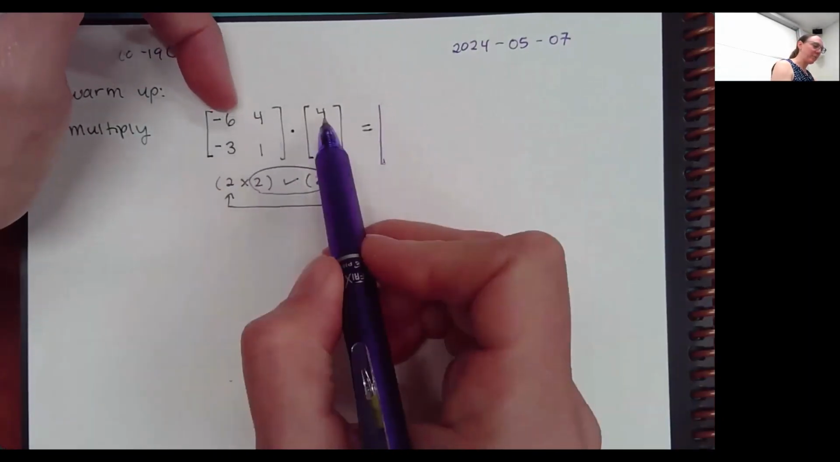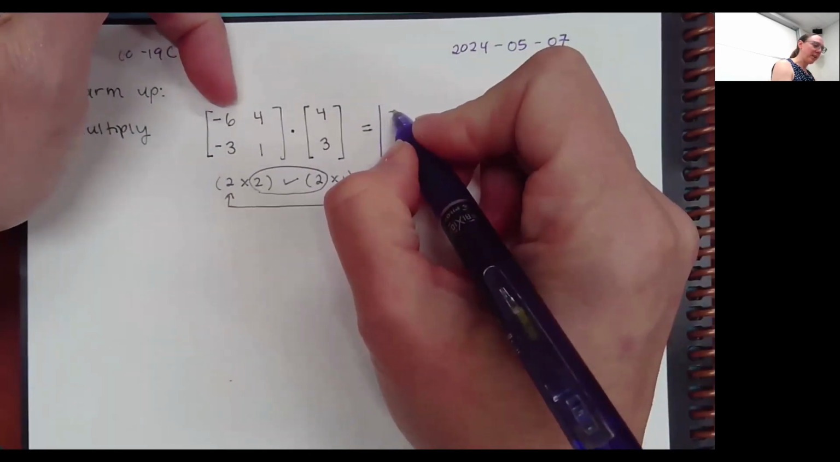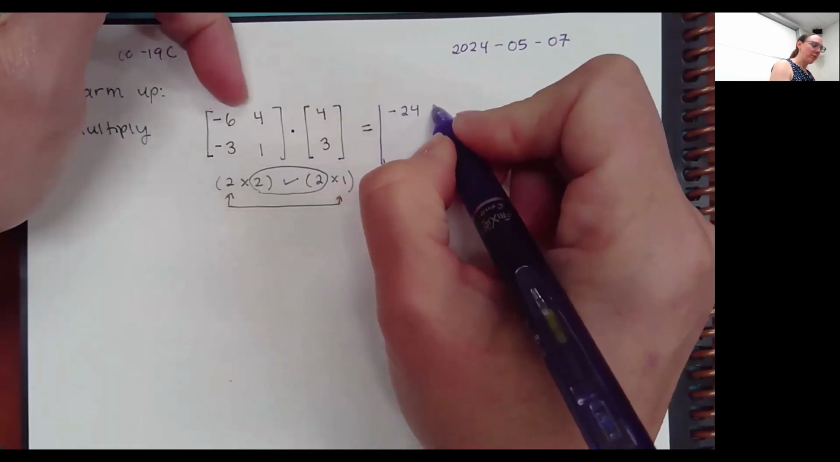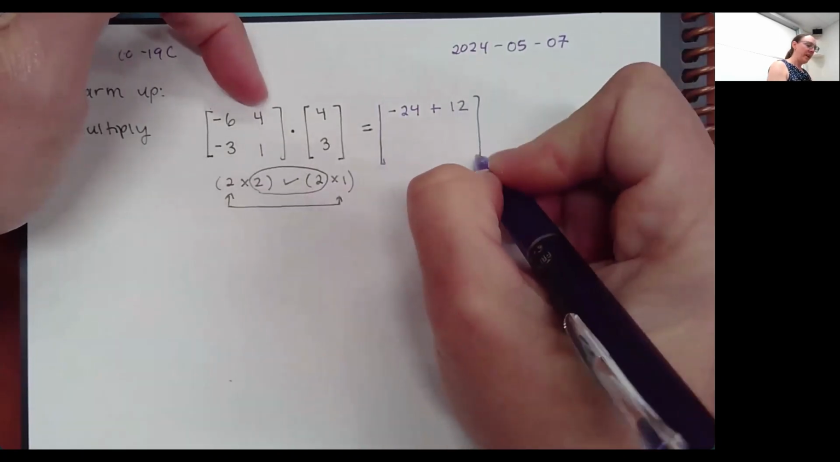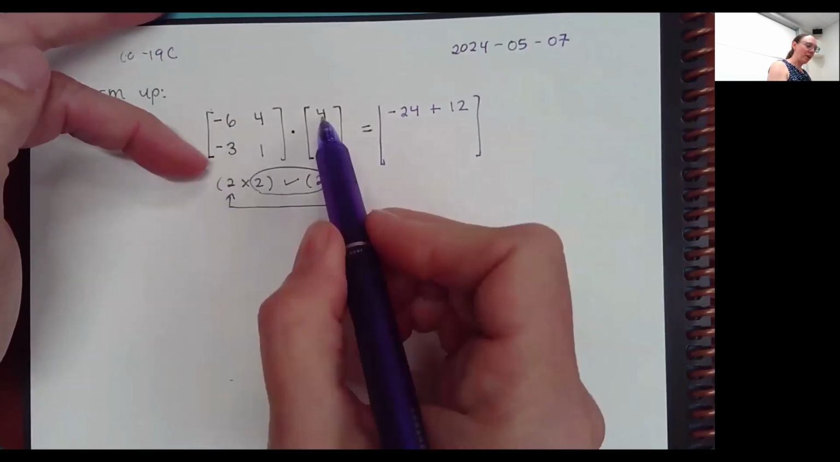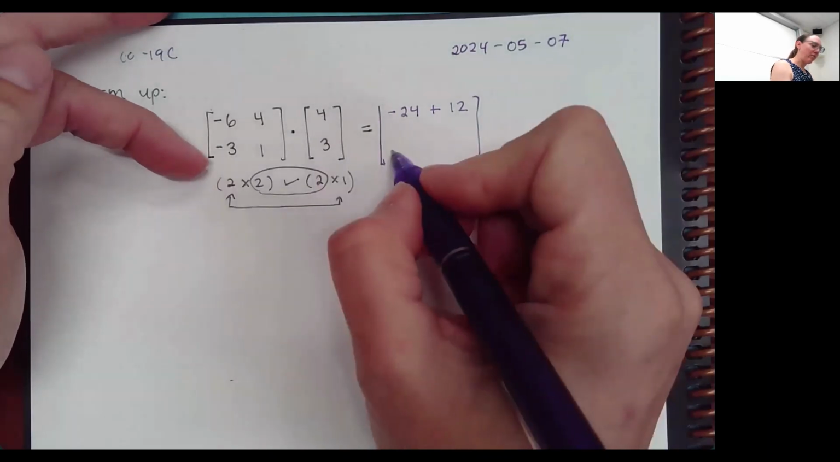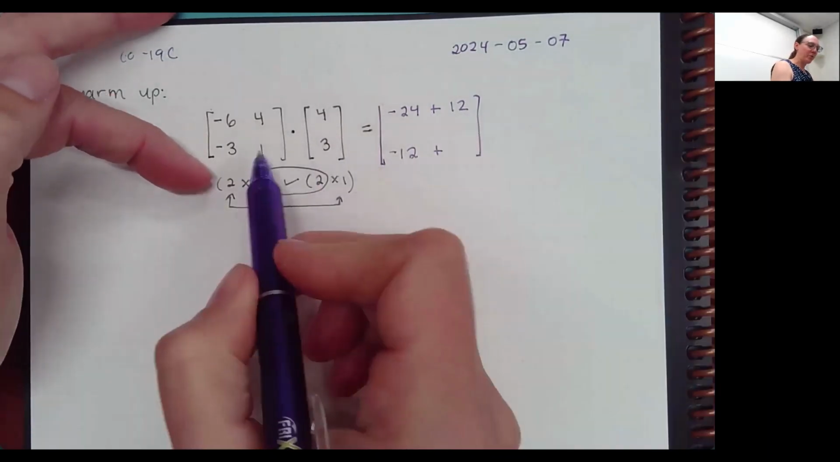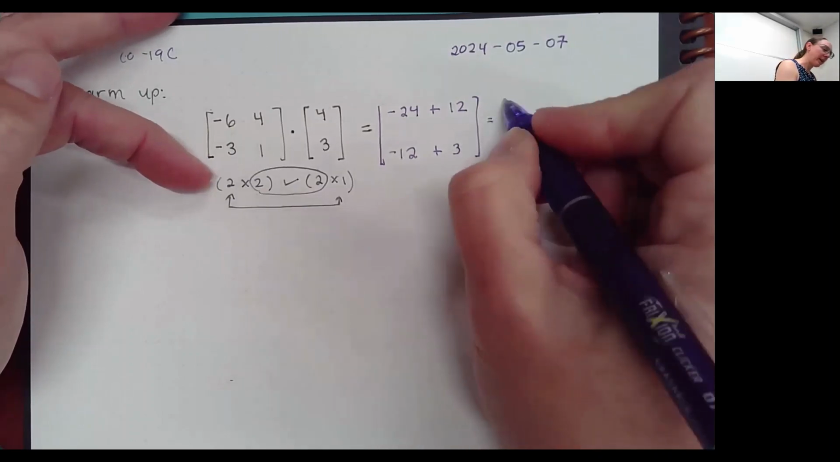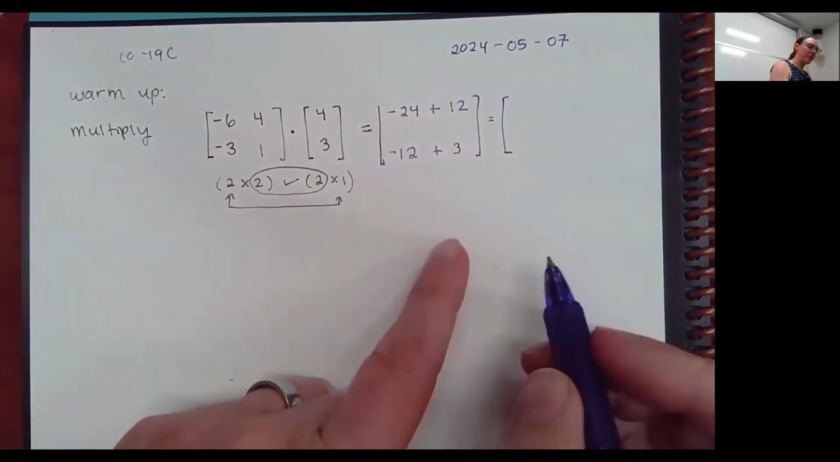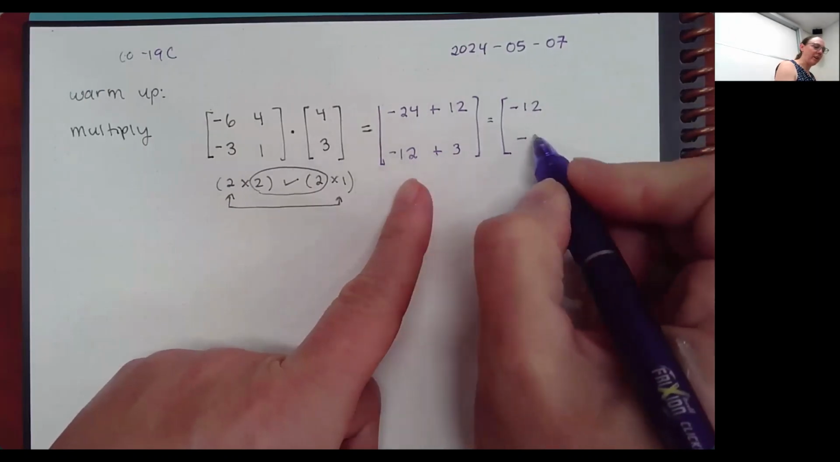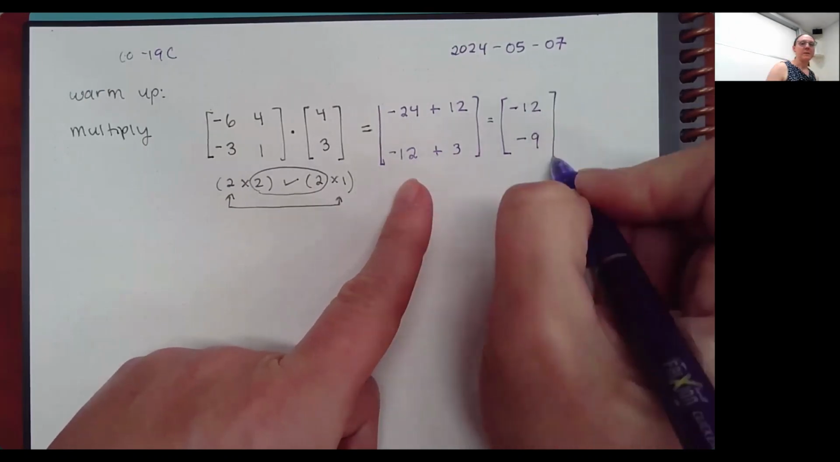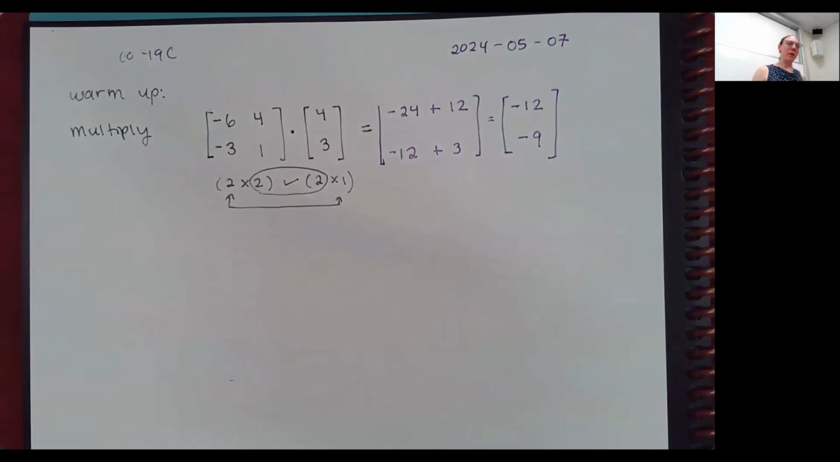So -6 times 4, that's going to be -24, plus 4 times 3 gives me 12. -3 times 4, that's a -12, plus 1 times 3 is 3. And if I clean that up a little bit, I think I've given us pretty nice numbers. I'm going to end up with -12 and -9. I was really strategic about the vector that I gave us.